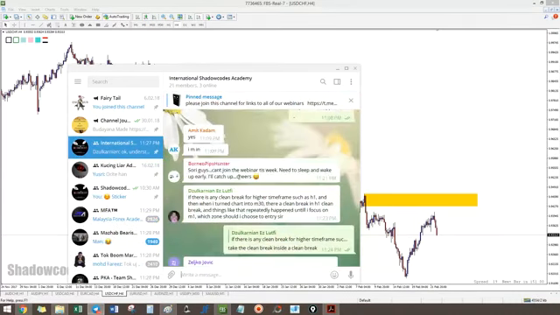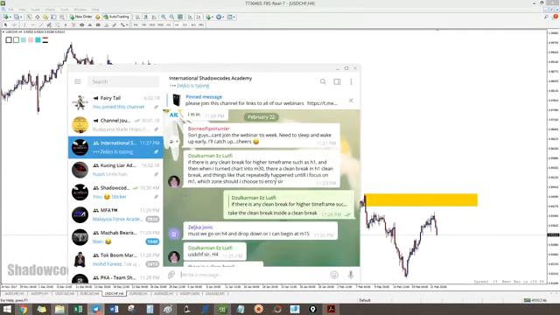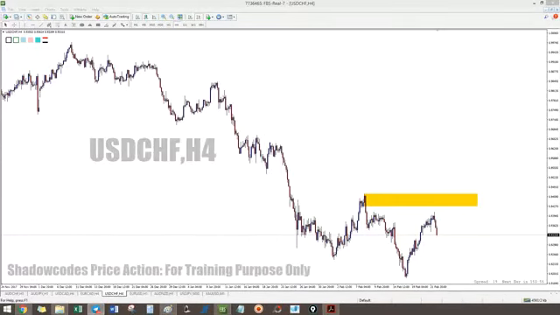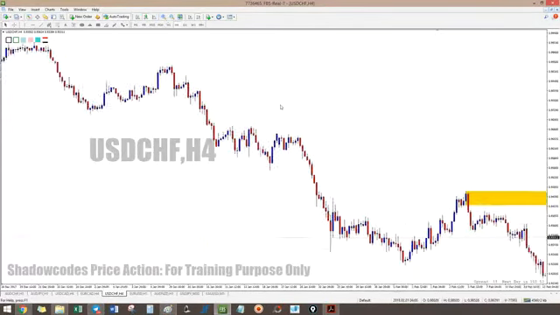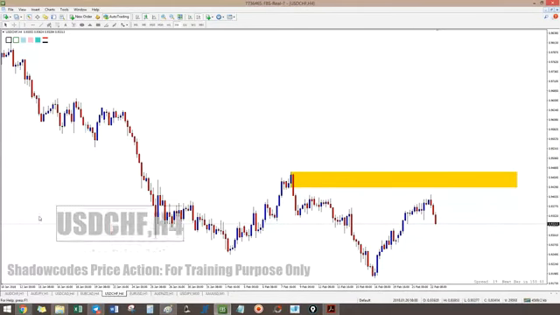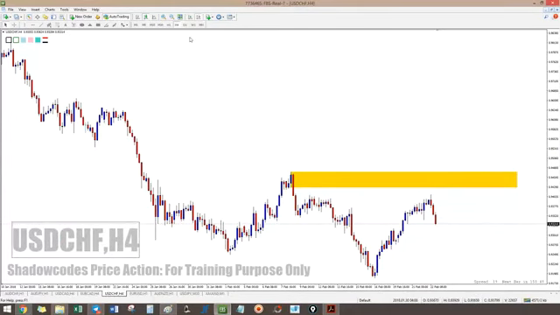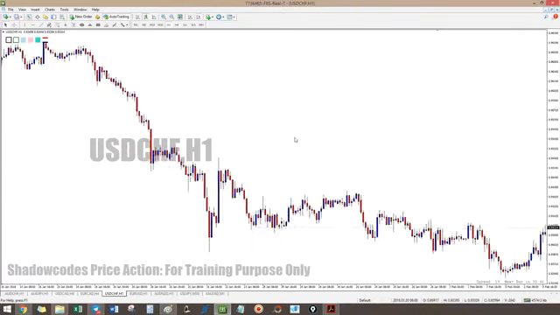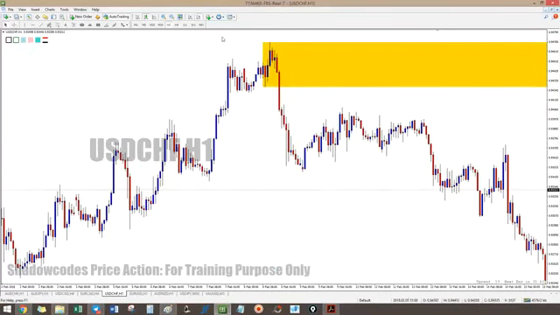Okay, understood. All right. USD CHF is asking for the signal. It's okay. This one you need to wait for rejection. So always wait for rejection. So drop your time frame. Okay. So this is the case.